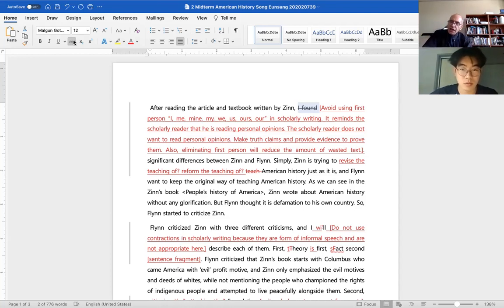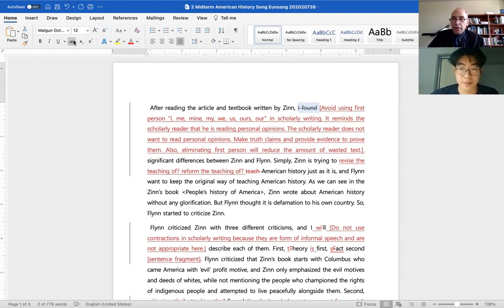So you don't say, I think, or I found, or I believe, because that reminds the reader that the reader is reading opinions, impressions, not truth statements. So just make the claim, make your statement, and then prove it. So you might say, after reading the article and textbook written by Zen, any reader would see significant differences between Zen and Flynn, for example.